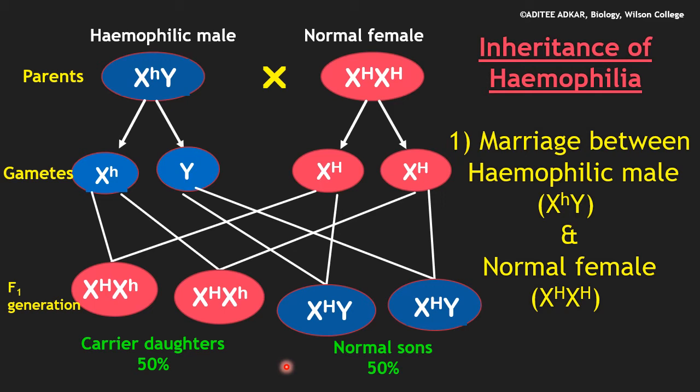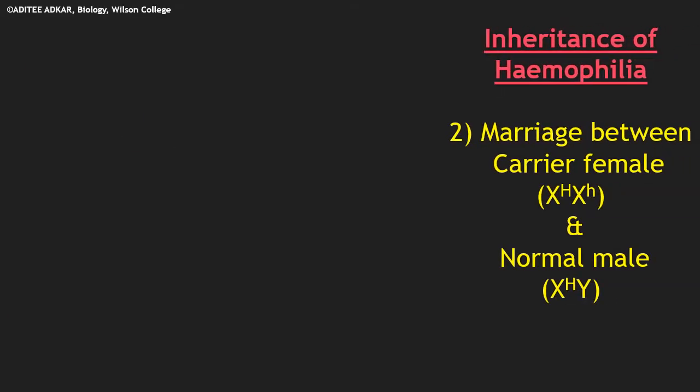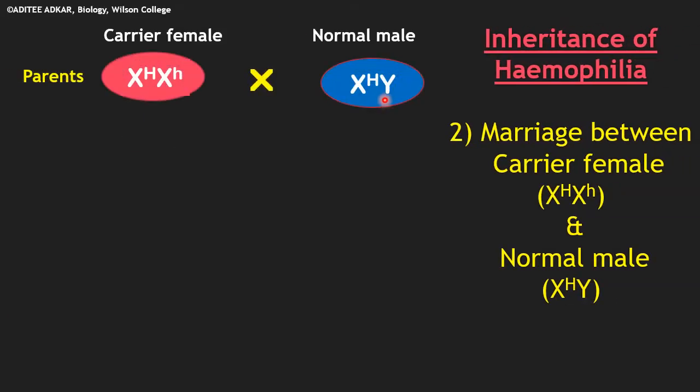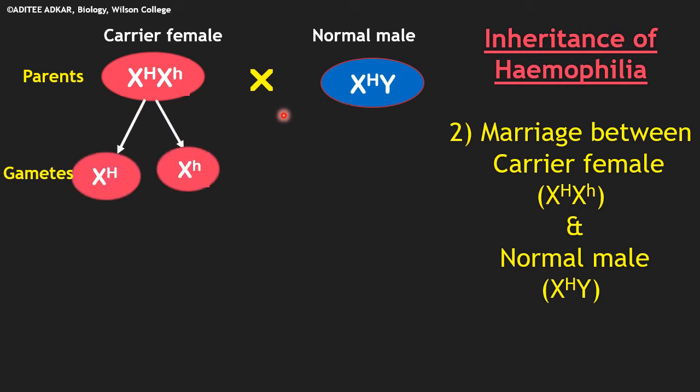Now, let us understand how a carrier daughter will further pass on the hemophilia. Now here, the carrier daughter, that is the carrier female, is getting married to a normal male. These are the parents, the carrier female and the normal male. Let's see the gametes produced by them. The gametes produced by the carrier female and the gametes produced by the normal male. Now let us consider the four possibilities of their offsprings.